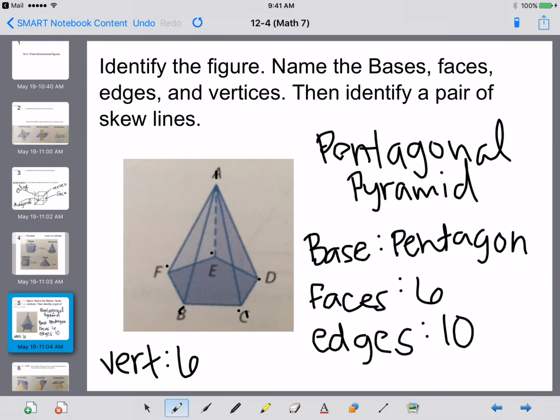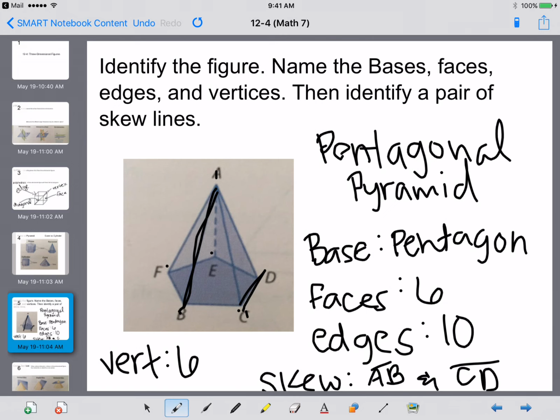And our skew lines. What a skew line is, is lines that do not intersect and do not lie on the same plane. So they're not on the same plane and they don't intersect. Sorry, that took a while there. So an example of a skew line would be like here, AB, and then also CD. Those lines are never going to intersect, and they don't lie on the same plane. So that's an example of a set of skew lines.